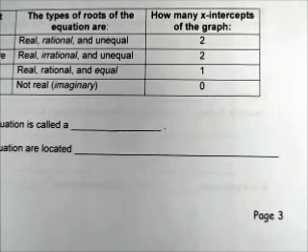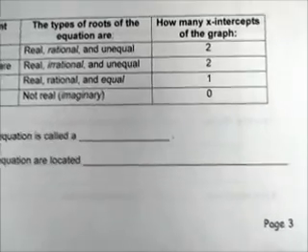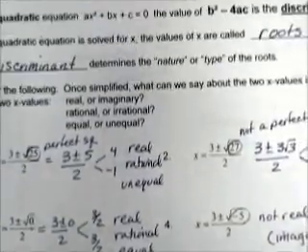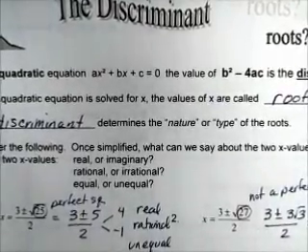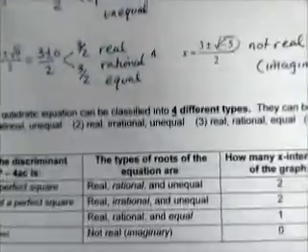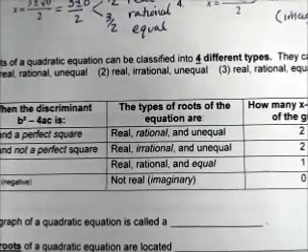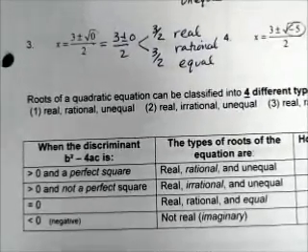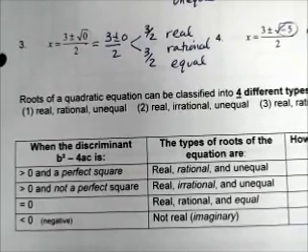Tonight we're on page 3 of the Chapter 5 notes packet. We're picking up where we left off yesterday. We started talking about the discriminant. We got through our 4 examples, and we want to look at the chart on the bottom half of page 3. It says that the roots of a quadratic equation can be classified into 4 different types.